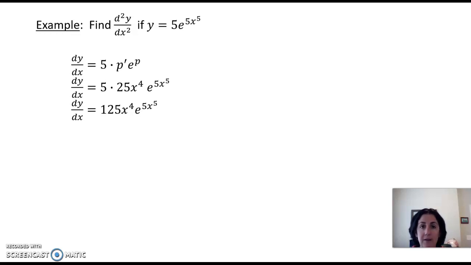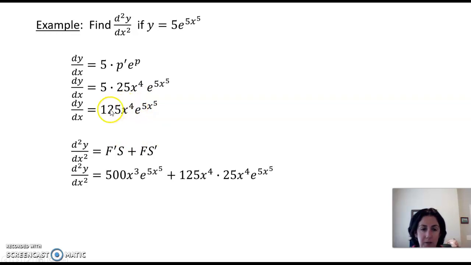That's my first derivative, but look again, I'm trying to find my second derivative, so I'll differentiate again. Here I have 125x to the 4th times e to the 5x to the 5th. Variable times variable, I'm going to have to use that product rule. The first will be this 125x to the 4th. The second will be e to the 5x to the 5th. Derivative of the first is going to be, bring the 4 down, 500x to the 3rd times the second, plus the first, leave it alone, times the derivative of the second, p prime e to the p.